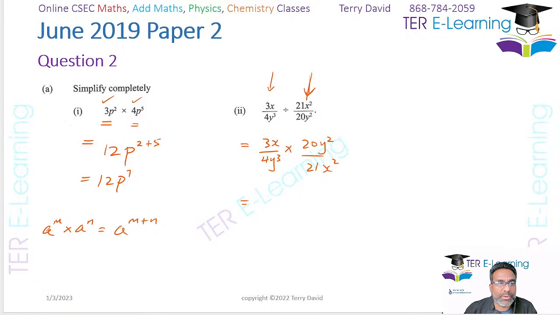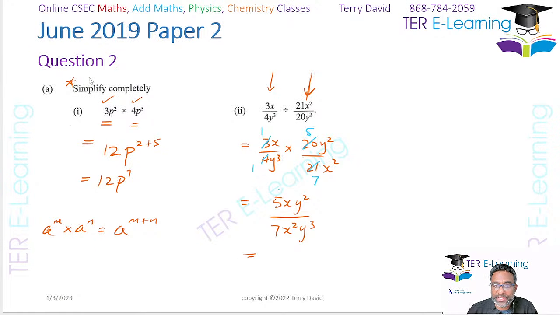Now, some things here are going to cancel for us. So let's see what can cancel here. This 3 can go into this 21 here 7 times. This 4 can go into this 20 5 times, right? So now we're going to try to simplify some things here. So let's multiply our numerators. You will end up with 5xy squared on top, all over 7x squared y cubed, right?